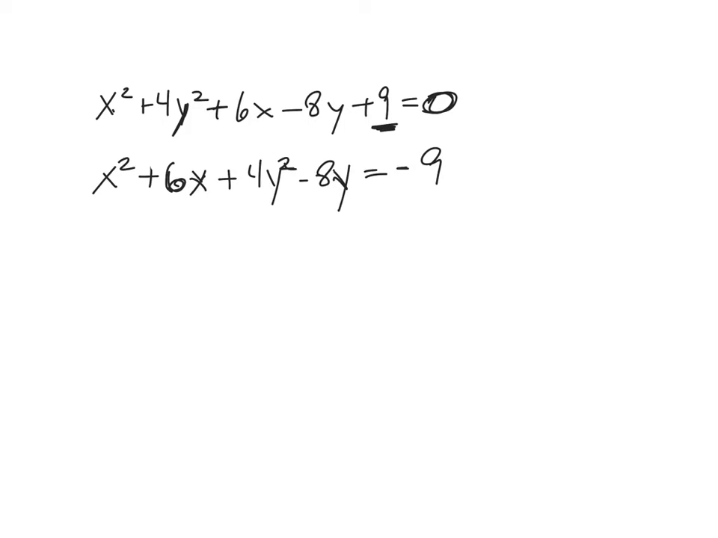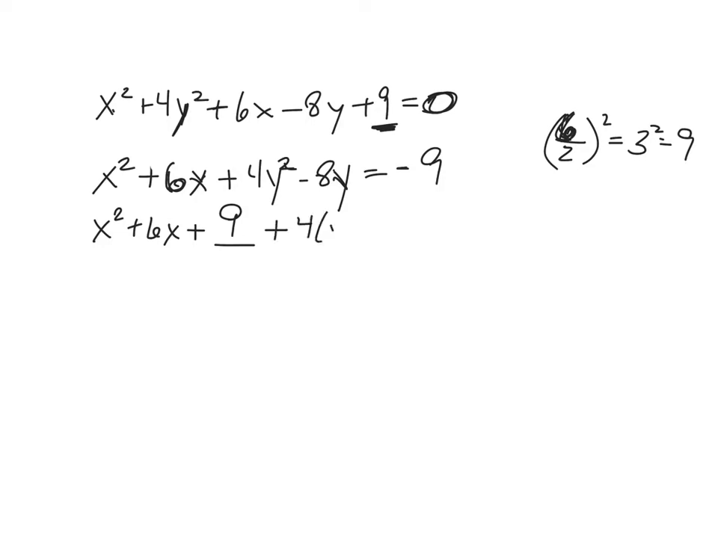Our next step is going to be to complete the square for the x's and the y's. So we're going to have x squared plus 6x, and in order to complete the square we've got to add b over 2 squared. So that's supposed to be a 6. 6 over 2 squared is 3 squared, which is 9. So we've completed the square for the x's. We're going to do the same for the y's.